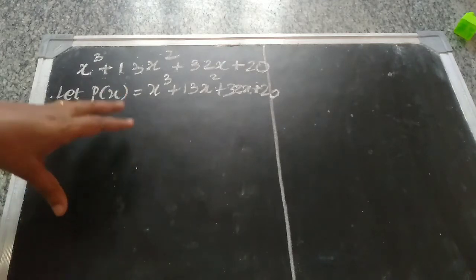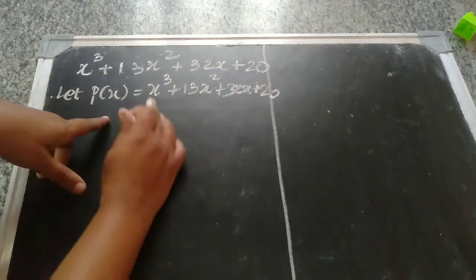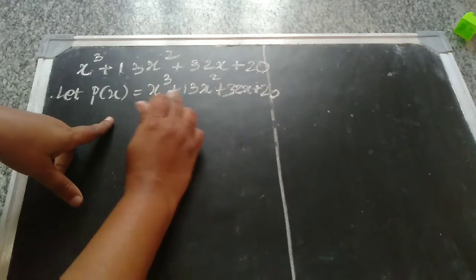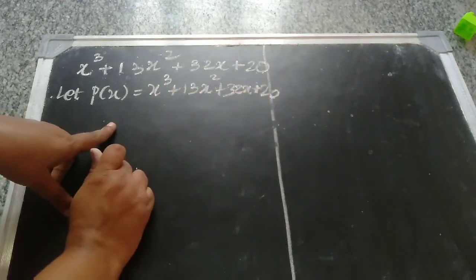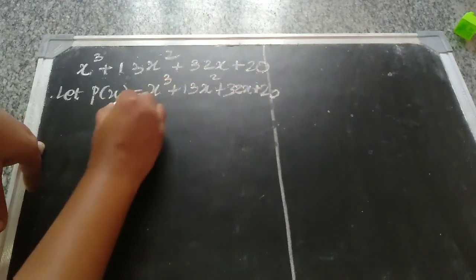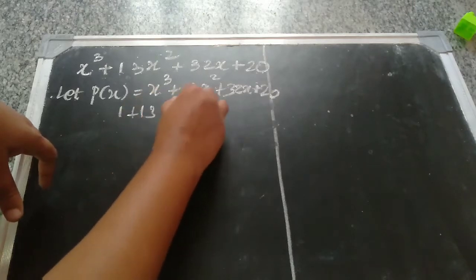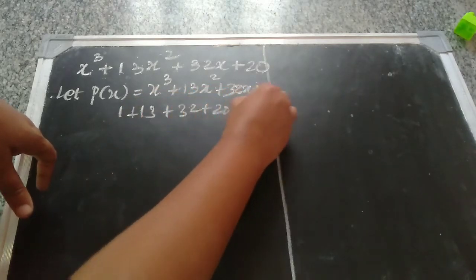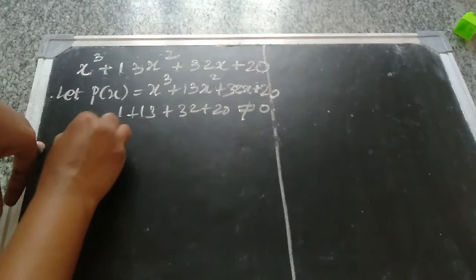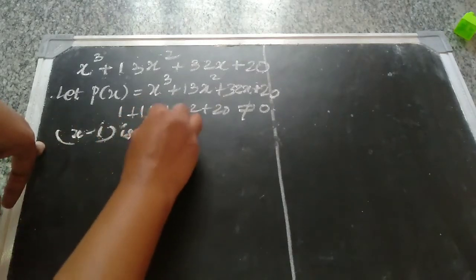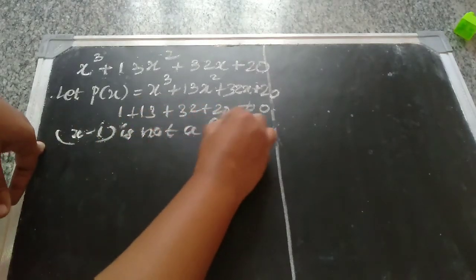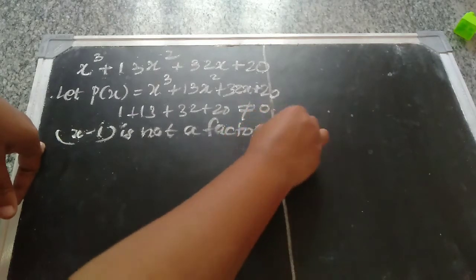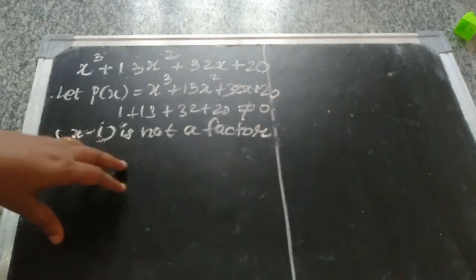First, to check x minus 1, look at the coefficients. Here every coefficient is positive, so the sum cannot be zero. So 1 plus 13 plus 32 plus 20 is not equal to 0. So x minus 1 is not a factor. Okay. Next, you have to check x plus 1.